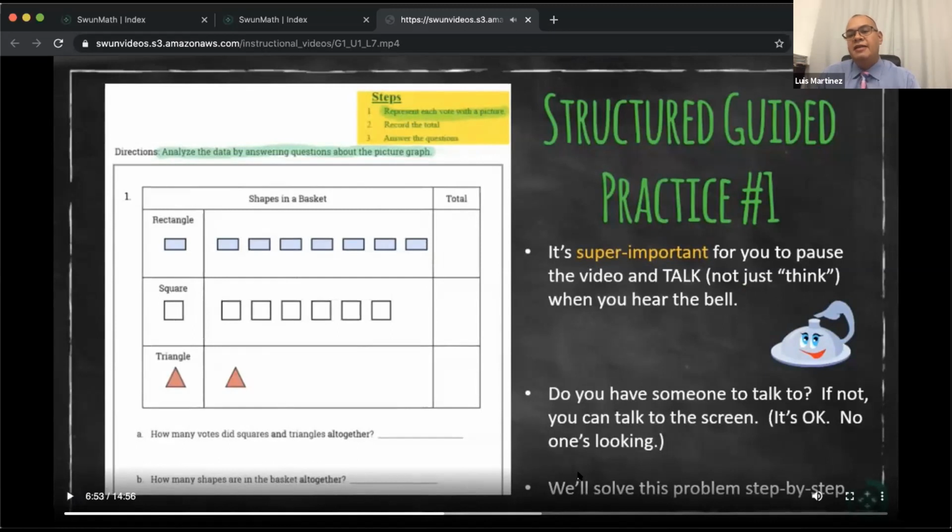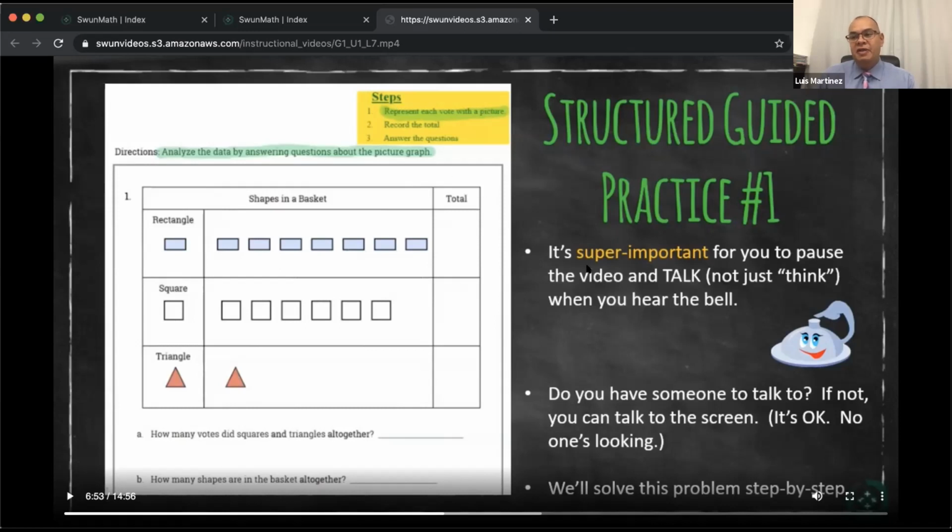So you heard that ding, that bell. That bell there is super important, okay? You want to make sure that students know that when they hear the bell, they're going to need to pause the video and talk, not just think about how to solve the problem, but talk through solving the problem. If you want to support your child and sit next to them during this part, your child's supposed to tell you what the step is and how to execute that step.